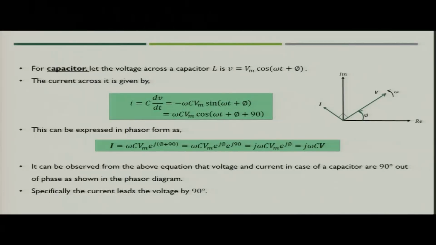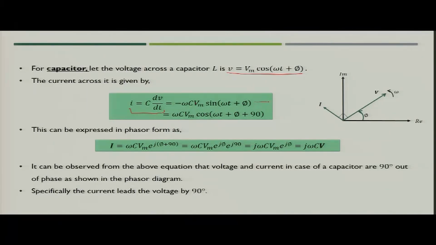Now, let us talk about the capacitor. Suppose the voltage across the capacitor is given as V equal to V m cos omega t plus phi. Then how will you calculate the current? You will utilize the equation I equal to C dV by dt. It means that you simply differentiate the voltage term, and you will get current I as minus omega C V m sin omega t plus phi.